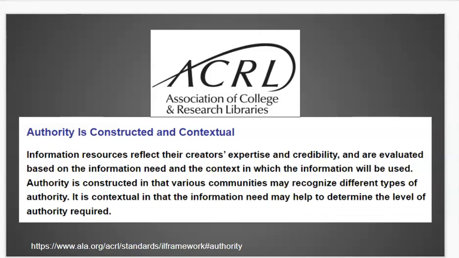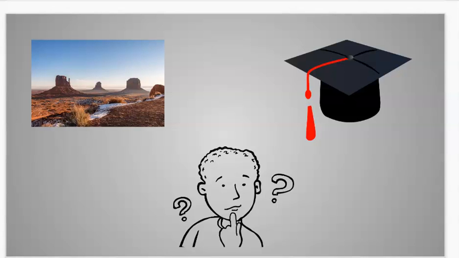The reason knowing this is so important is because authority is both constructed and contextual. It's constructed in the sense that various communities may recognize different types of authority, and it's contextual in the sense that the information need may help to determine the level of authority required. So yes, a person's educational credentials are important, but so are other knowledge systems. As a student, part of the research process is learning to discern which forms of knowledge authority can and should take precedence over other forms in your particular research situation.